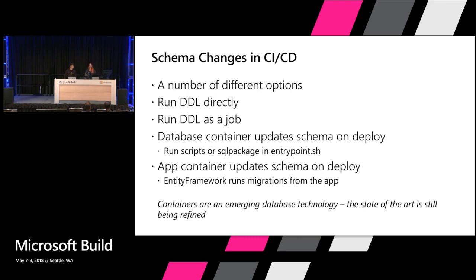Running DDL as a job is probably a little more flexible. So in something like Kubernetes, you can set up jobs and say, just run this and then exit. And so you can set up scripts and bash scripts to say, let's just run this DDL change, and you can do it now in production, and you can do it in pre-production.